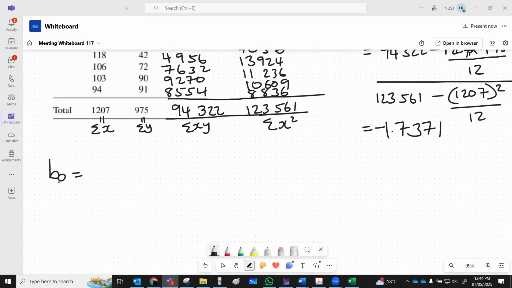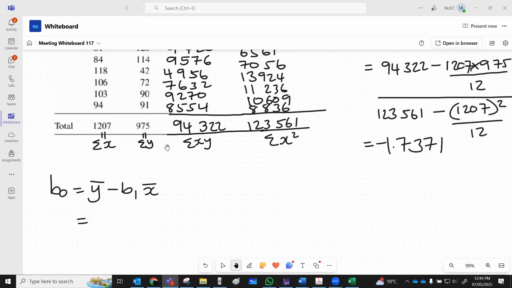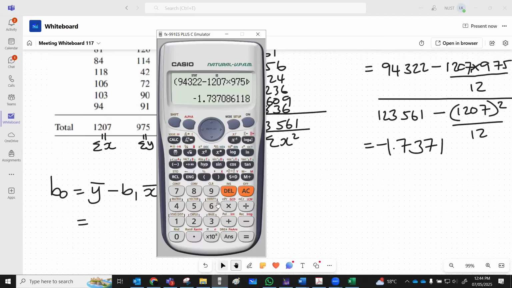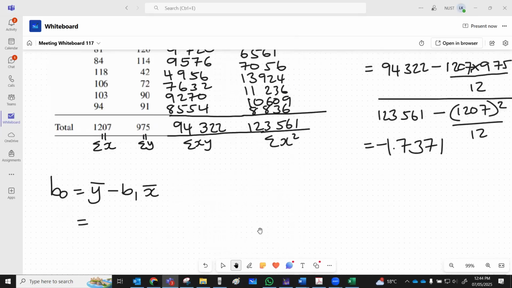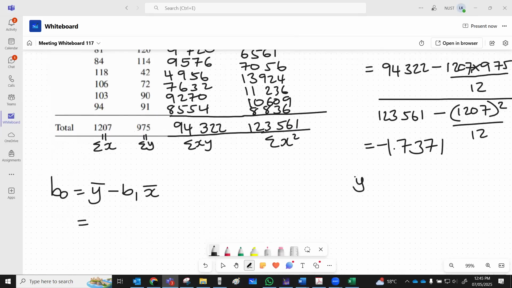So B0, if we remember our formula, is y bar minus B1 x bar. Okay, so y bar, we just take the total of all the y's and we divide by 12. And of course, you can always just do this on the calculator. So the total of all the y's is 975, and we divide this by 12. This gives us 81.25. So we have y bar.